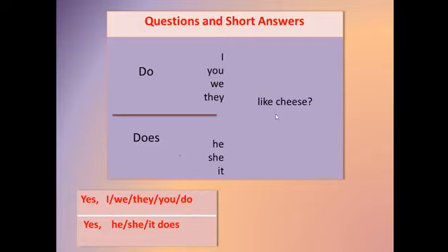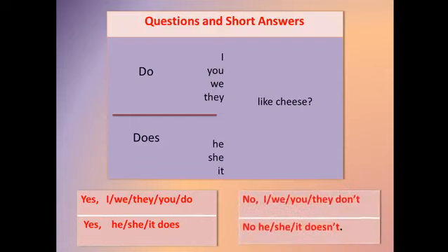For example, does he like cheese? Yes, he does. Does she like cheese? Yes, she does. Does it like cheese? Yes, it does. Okay? So with he, she, and it, if my answer is in the affirmative, or if I want to say yes, I add does in the end. Now, if I want to say no, or if my answer is in the negative, I add what?